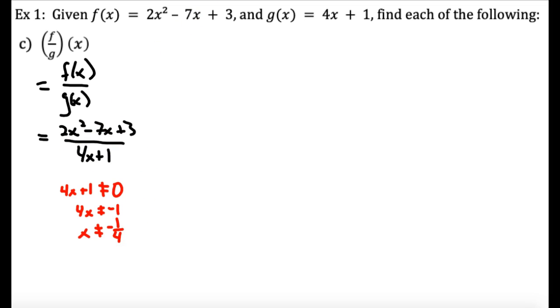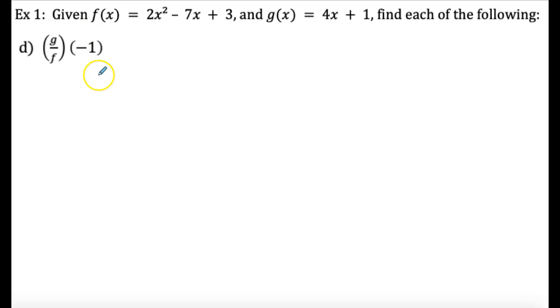So when we get an answer here, we want to also express the domain restriction. So we say x cannot be negative 1/4 in this answer. We can also do this by plugging in values. So what this means, if we have a number here instead of an x, this is saying take g of -1 over f of -1. Well, I'm just going to plug -1 into these functions then.